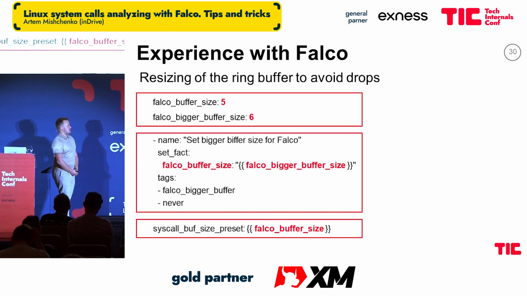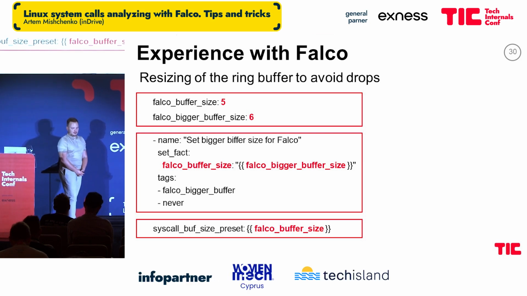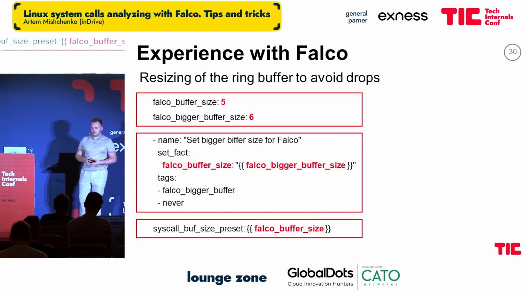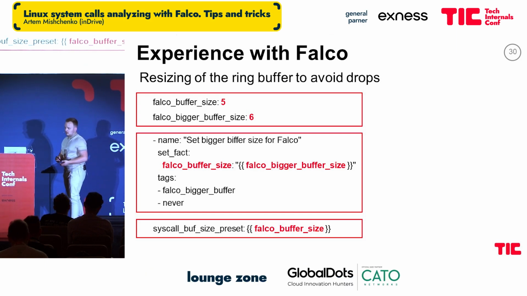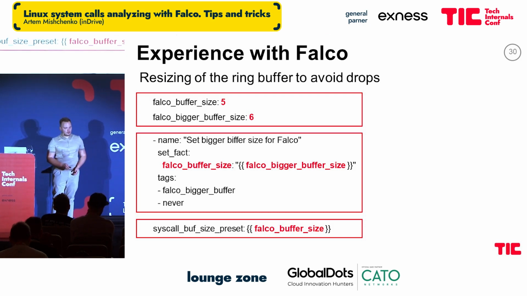Yeah, and here you can see just another example of Ansible code with setting different buffer size just based on the tag. So we can provide a special tag like Falco bigger buffer, and at that moment Falco will override the standard buffer size and put it into the variable of configuration file with a bigger value.